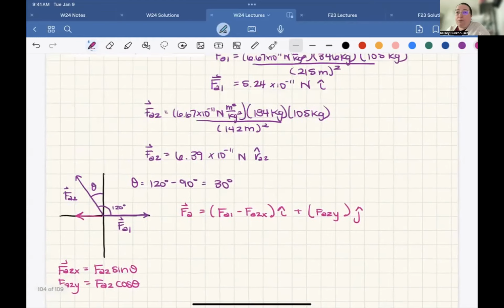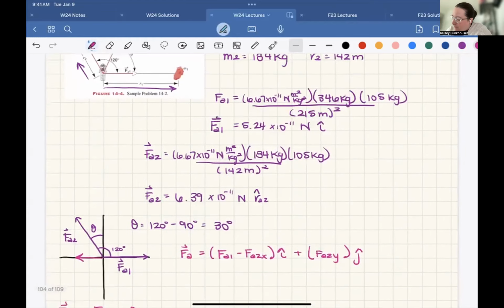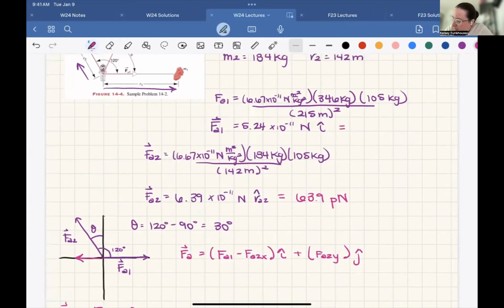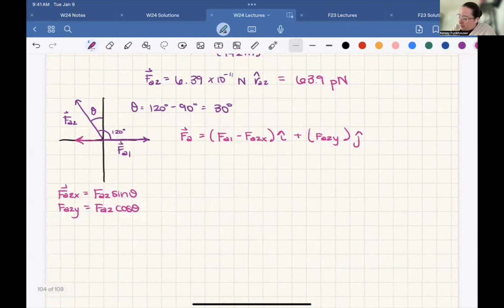And then one more thing that I want to note is that this value is actually 63.9 piconewtons. 10 to the negative 9 is a pico. So it's just making it easier. You don't have to write it that way, but that way I don't have to write times 10 to the negative 11 each time. So piconewton. And that's what we're going to plug in here.